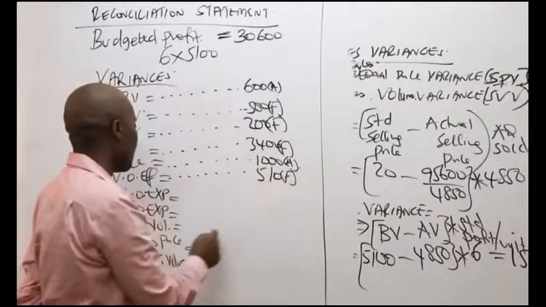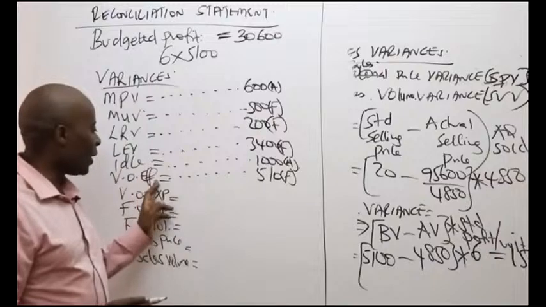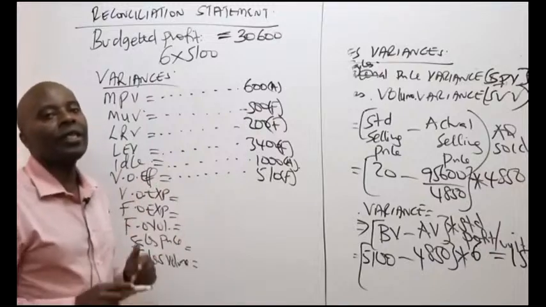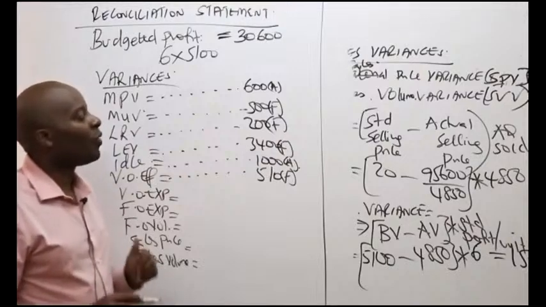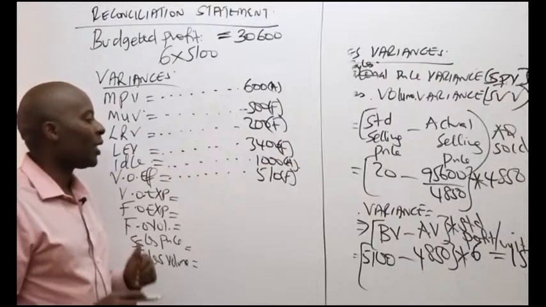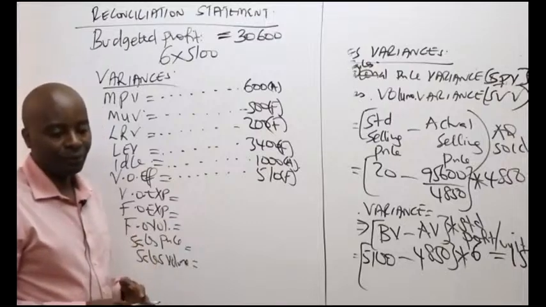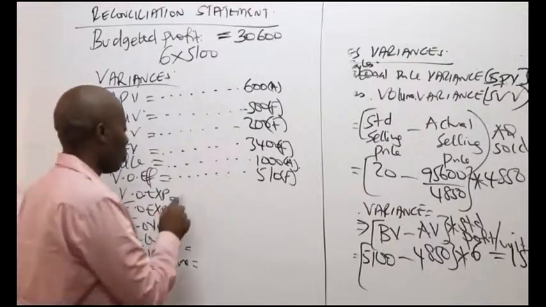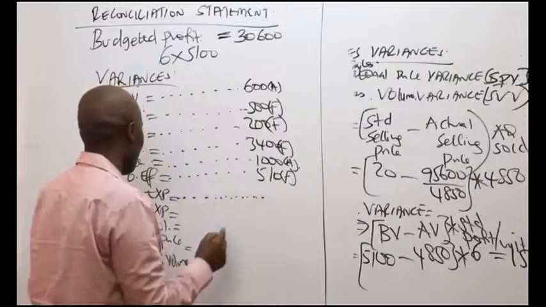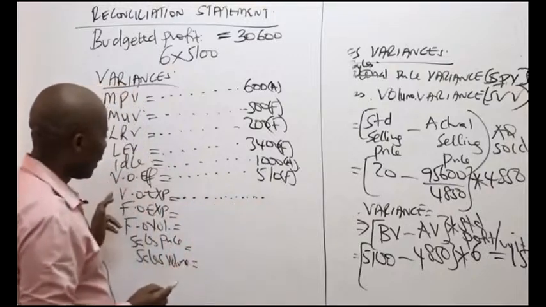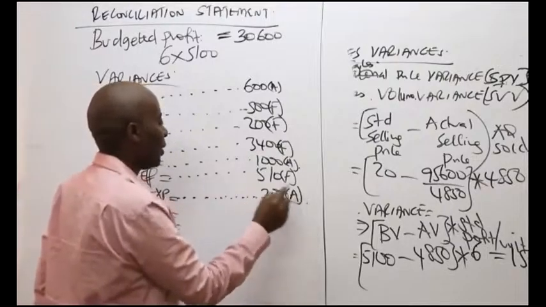510F. Are you sure? Variable overhead efficiency variance, please look at this keenly. Is it 510 favorable? Someone to confirm for us. Is it 510 favorable really? Yes. How about variable overhead expenditure? What do we have here? 200 adverse. Thank you very much.